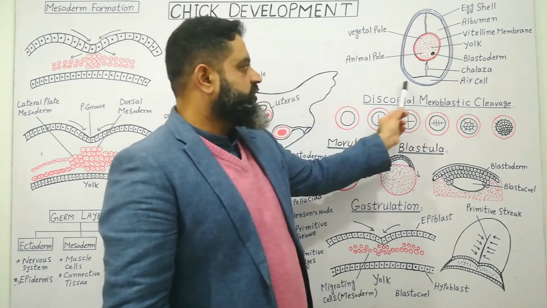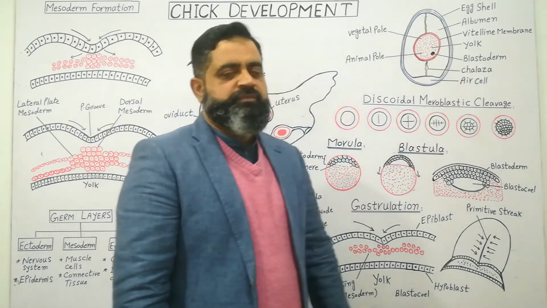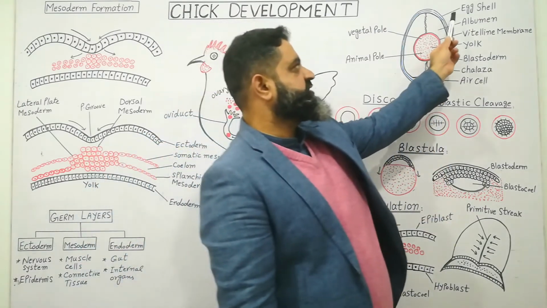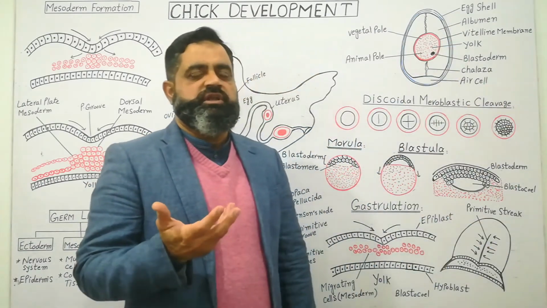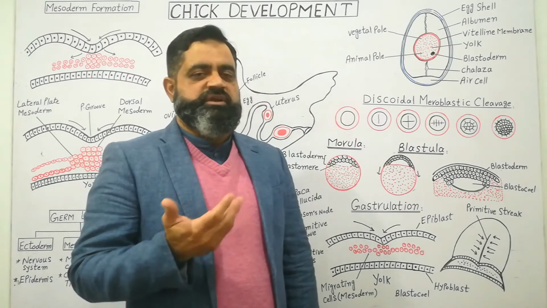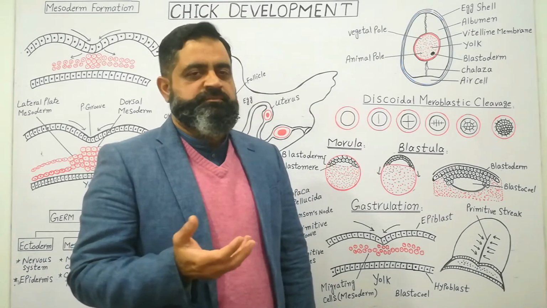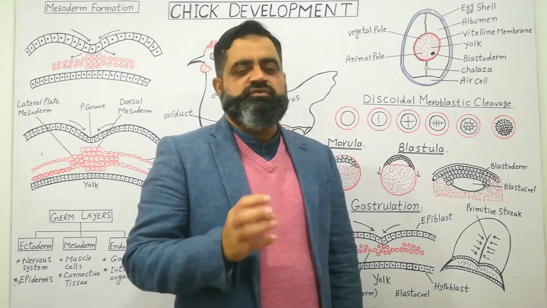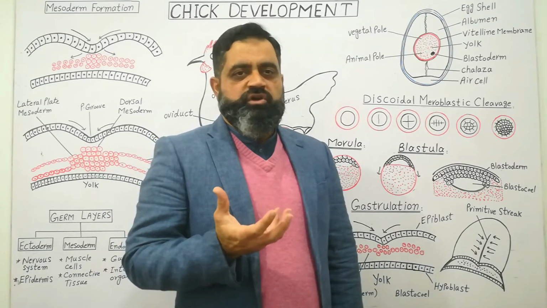This is a diagram of a bird's egg. The outermost covering of the bird's egg is known as the eggshell. Eggshell usually contains calcium carbonate, which is the main constituent, along with some other minerals. During egg formation, birds usually eat food which contains a good amount of calcium carbonate.